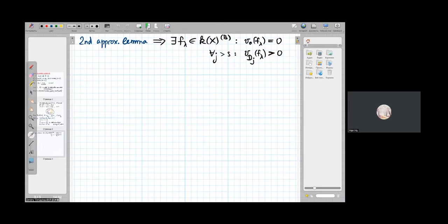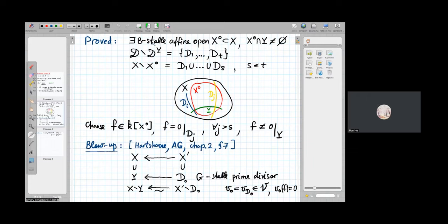Now, when you take the non-vanishing locus of this function f lambda on this open subset x naught, the vanishing locus is just the union of all these dj's, because the function f lambda is semi-invariant now, so its zeros are B-stable. And all dj's, all these colors are contained in the zeros of this function f lambda. So when you take the non-vanishing locus of f lambda, you just remove all these dj's from the picture. This means that you get the complement of the union of these dj's in x naught.